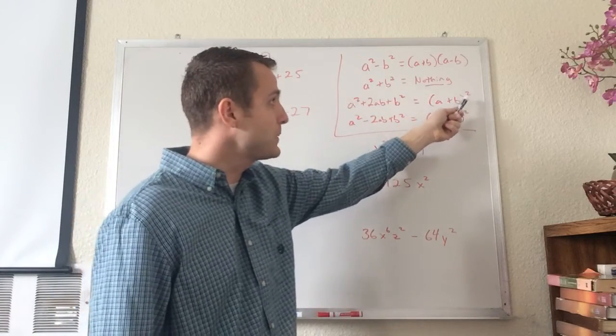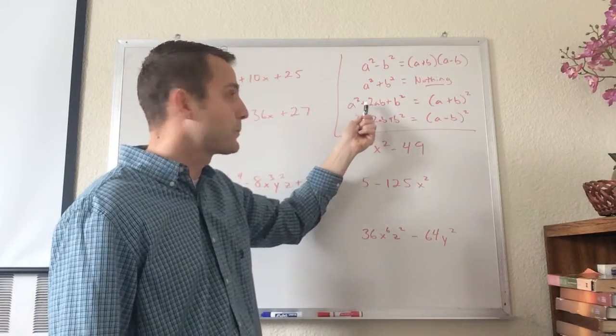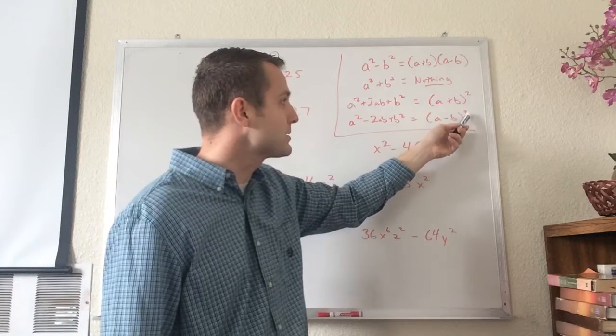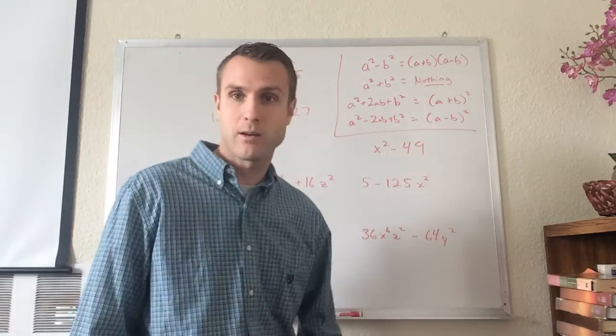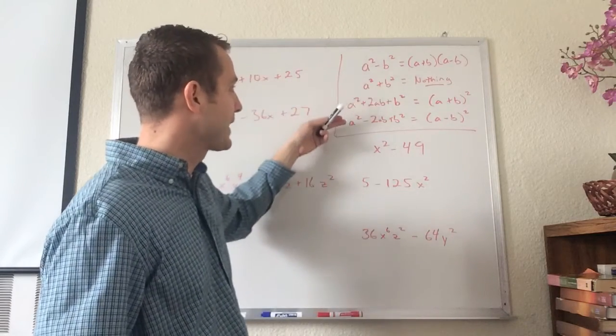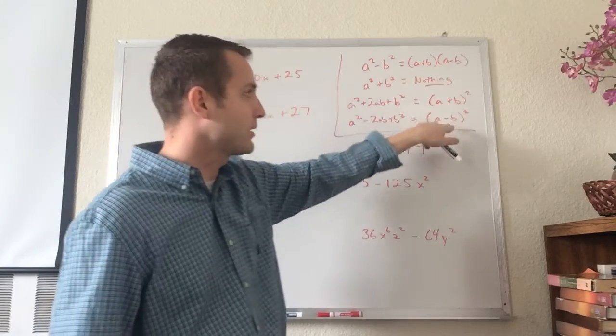So if I have a plus b and then outside the parentheses I have the square, that's going to give me a squared plus 2ab plus b squared. If I have a minus b with the square outside, I'm going to have a squared minus 2ab plus b squared. So the first thing we're going to do is try to figure out which of these patterns it is. And then based on which pattern, I'm going to factor it with one of these over here.